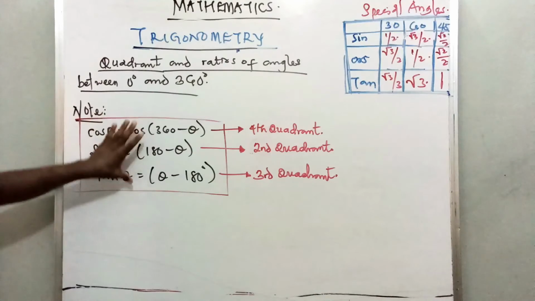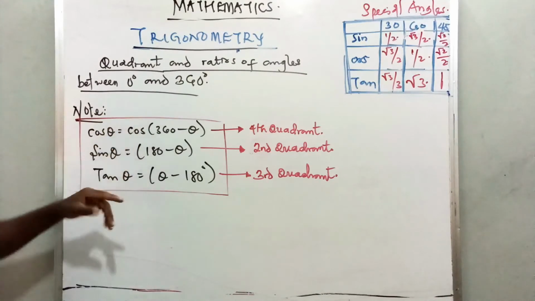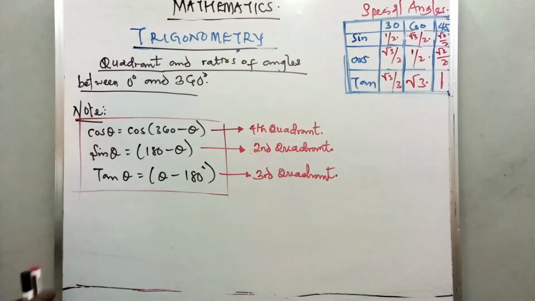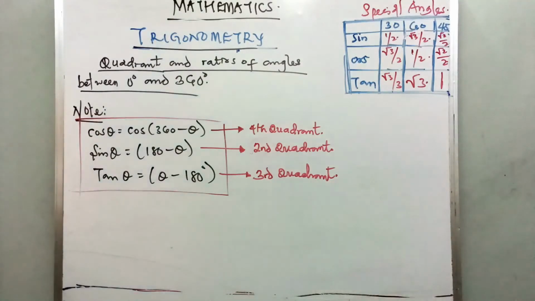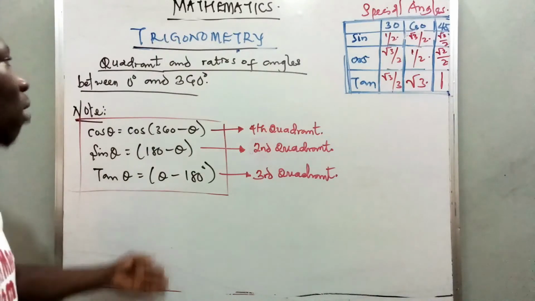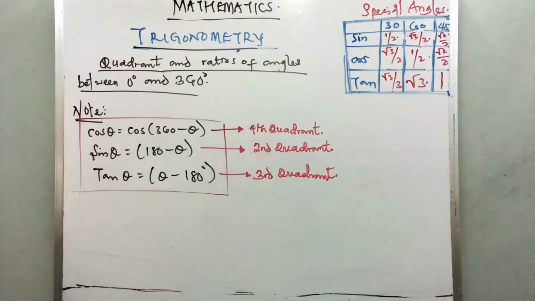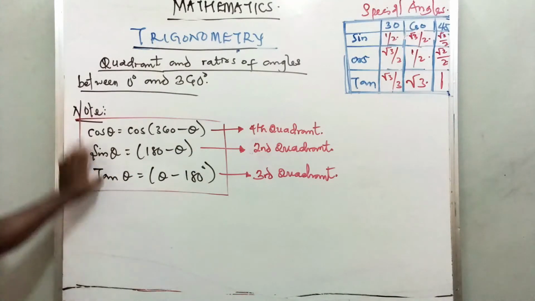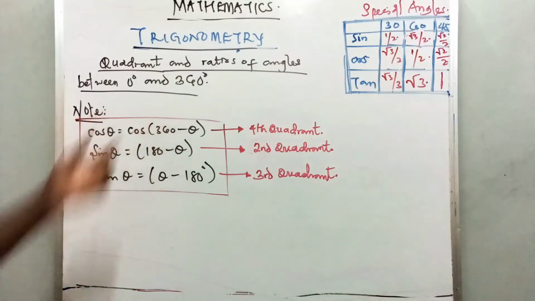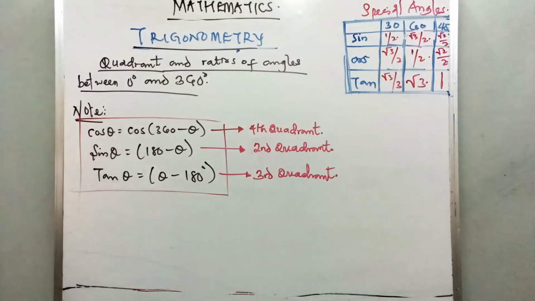So please, I would like us to note this, because we are going to use it a lot when we are given angles above 90 degrees. I want to use this relation to determine how to bring them back from angles above 90 degrees to 90 degrees. You need this relation. So let's pick examples to explain them.